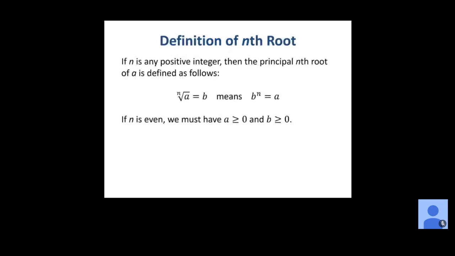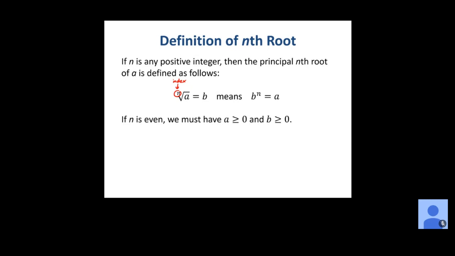Now, if n is some positive integer, we can say that the principal nth root of A is defined as follows. So the nth root, notice here we've got this little number right here. We're going to call that number the index of our root. This is the nth root of A equals B, which means that B to the n power is equal to A. Now, if that n value is even, like the square root that we just looked at, then the A value has to be greater than or equal to 0, and the B value also has to be greater than or equal to 0.